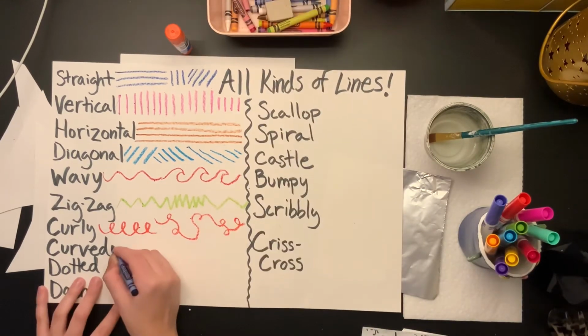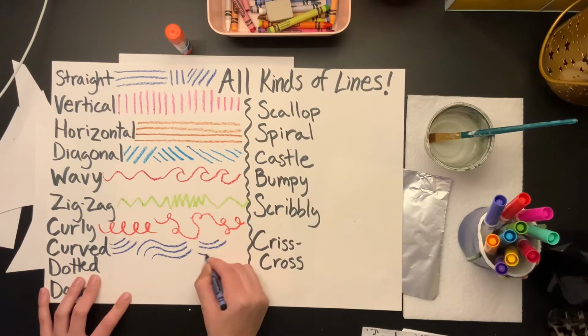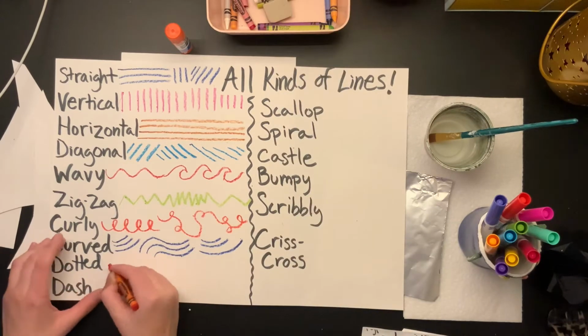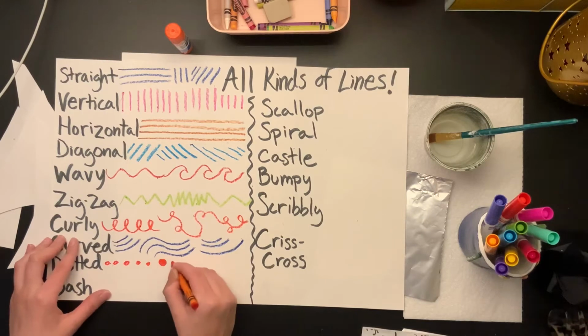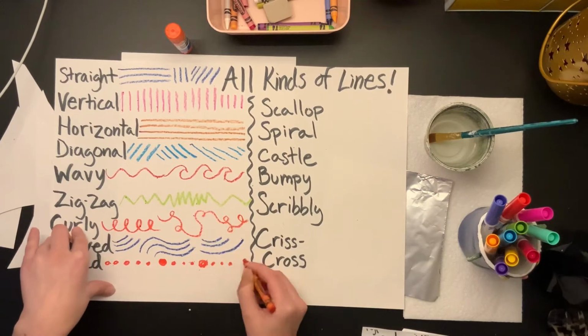Next we have curved lines, so kind of similar to straight lines, but this time we have no straight lines, just curves. Next you have dotted lines. You could make patterns with dotted lines. You could use big dots or small dots.